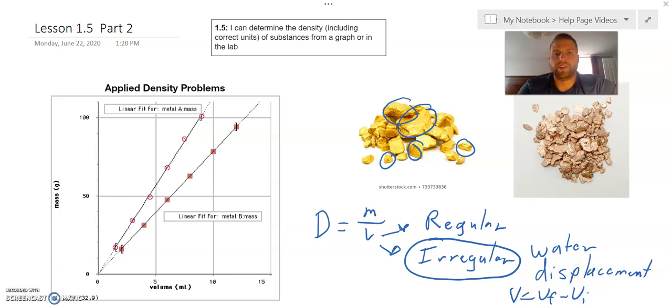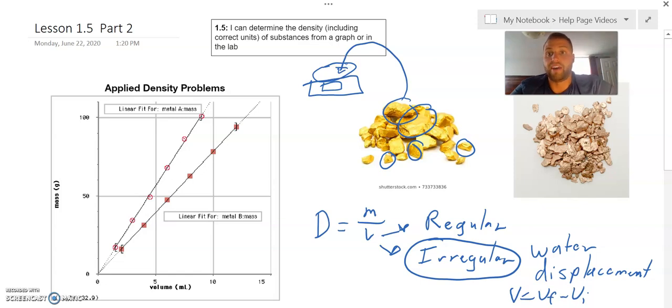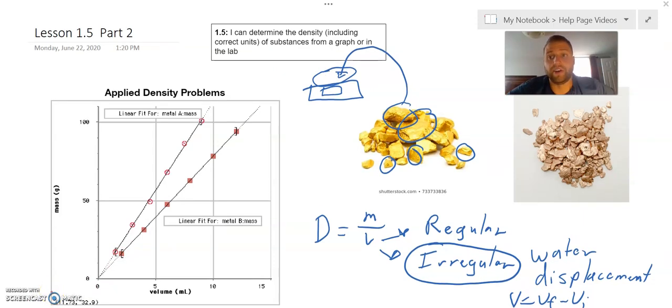Then what you would do is, again, take out your trusty balance. So there's a little screen, a little plate we weigh on, right? And I need to weigh each of these chunks, and I would come up with 5 masses out of the pile. With this data, you now have a data set that you can graph.